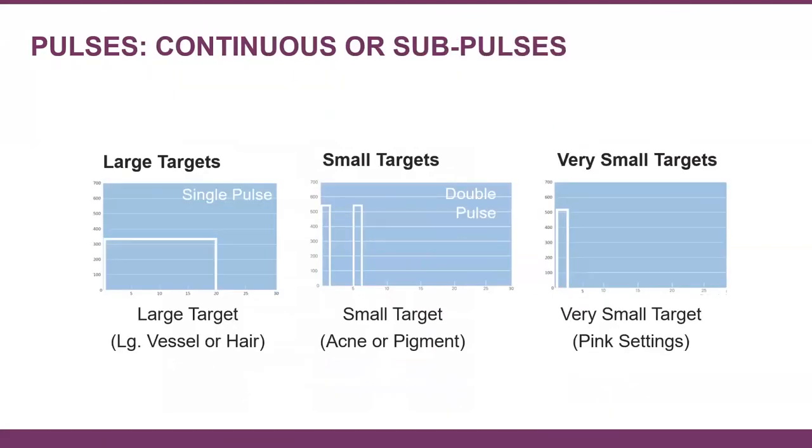And here, this is just looking at it more in a graph form. So single pulse, large target. So this would be something we would use to treat a hair follicle or a large vessel, particularly probably a larger nasal vessel. If the target is small, we could either use 2 pulses as we do here, or 1 slightly longer pulse. But when we get to very small targets, here we're using a single very, very short pulse.